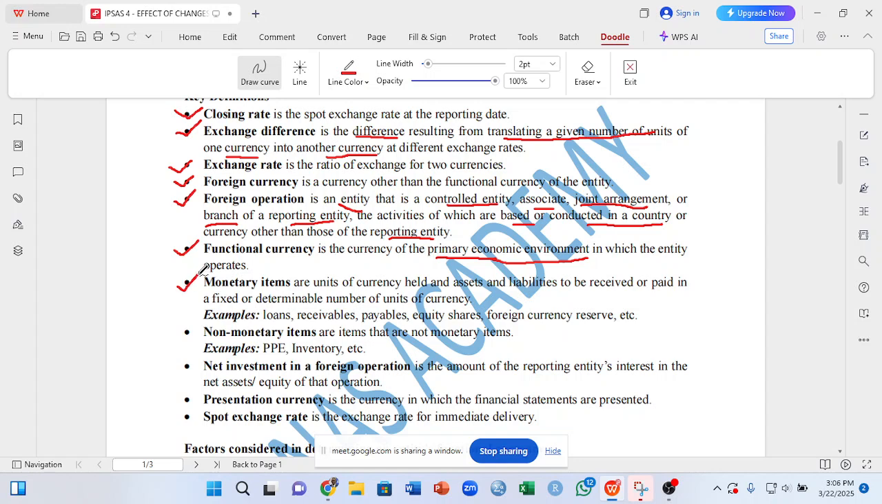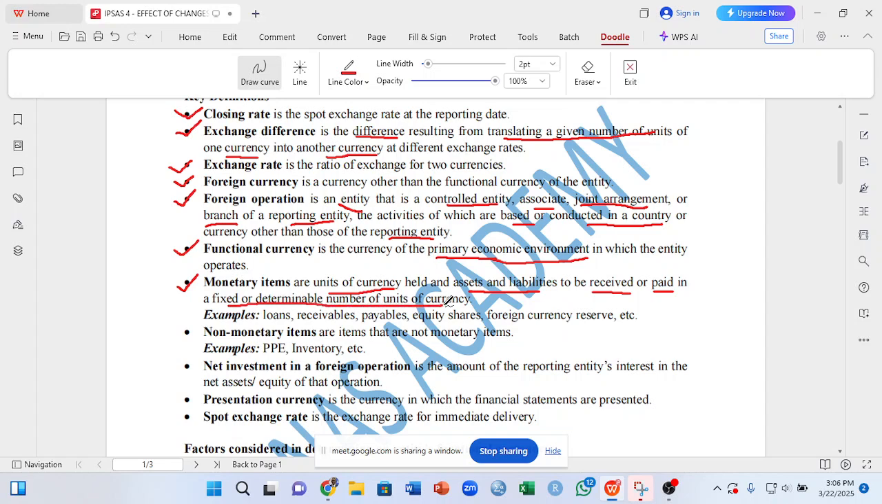Then we have monetary items. This is also very key. You should know the difference between monetary items and non-monetary items, as you'll be using them more in the computation. So monetary items are basically units of currency which are held either for assets and liabilities. In case of assets, you are going to receive them. In case of liabilities, you are going to pay them in a fixed or a determinable number of currency.